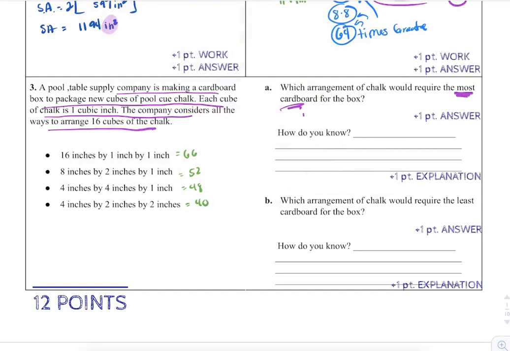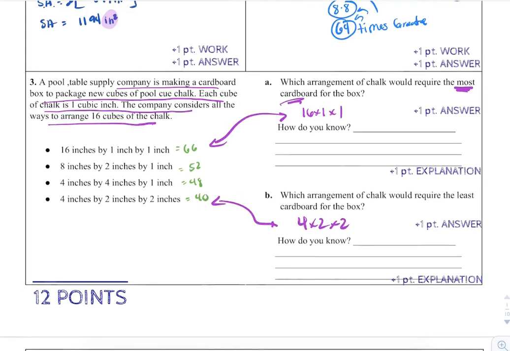The one with the most will be 16 by 1 by 1. That's this one. And the one that requires the least would be this one, 4 by 2 by 2. The reason why is this one is the closest to a cube, most like a cube. And this one is the least like a cube.